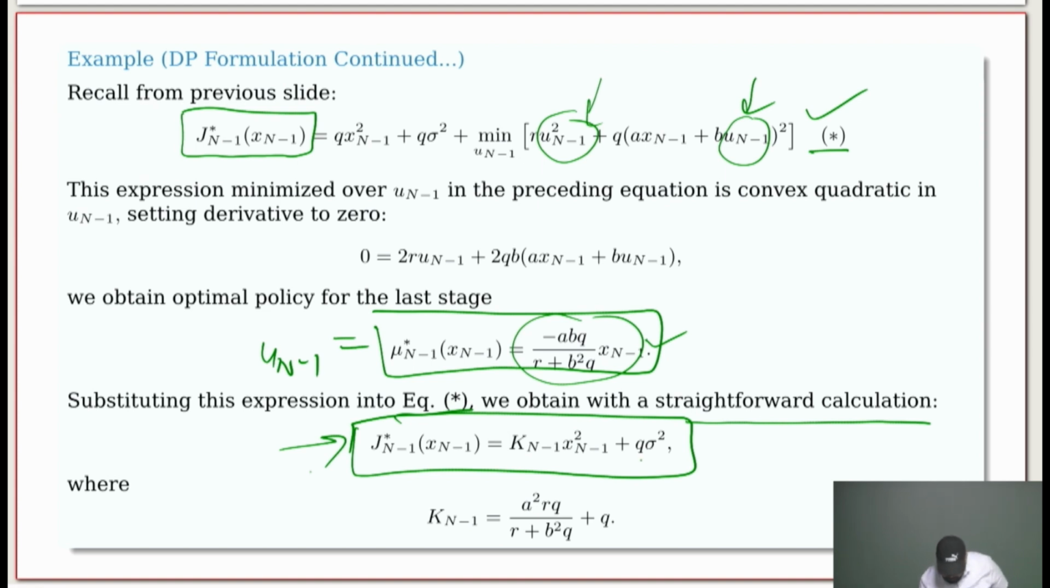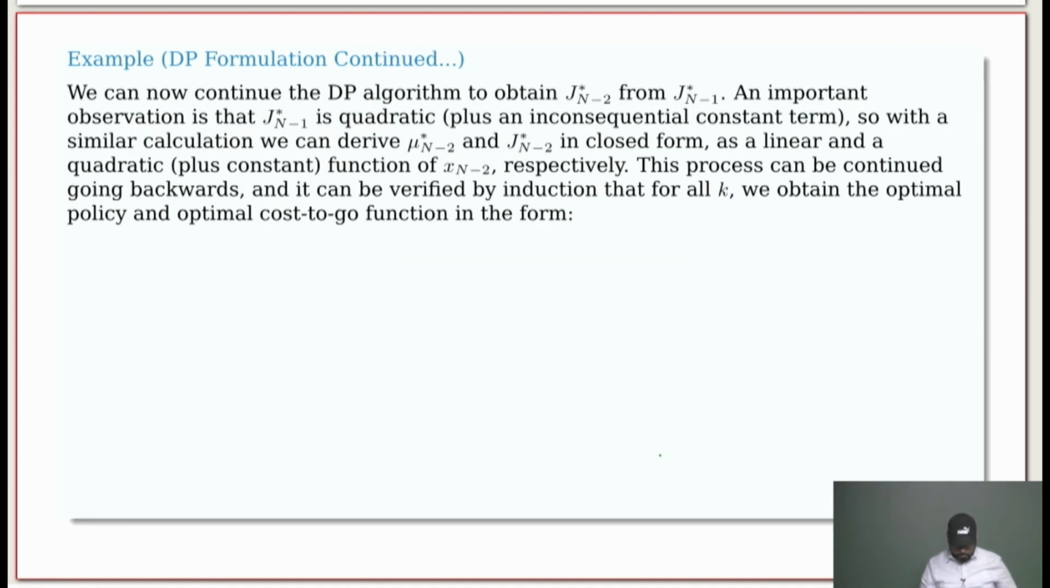So each time, there will be this additional factor coming in. So from recursion, can you now guess what will be n minus 2, and so on? The DP algorithm will require us to compute this until J0. That will be the total cost.